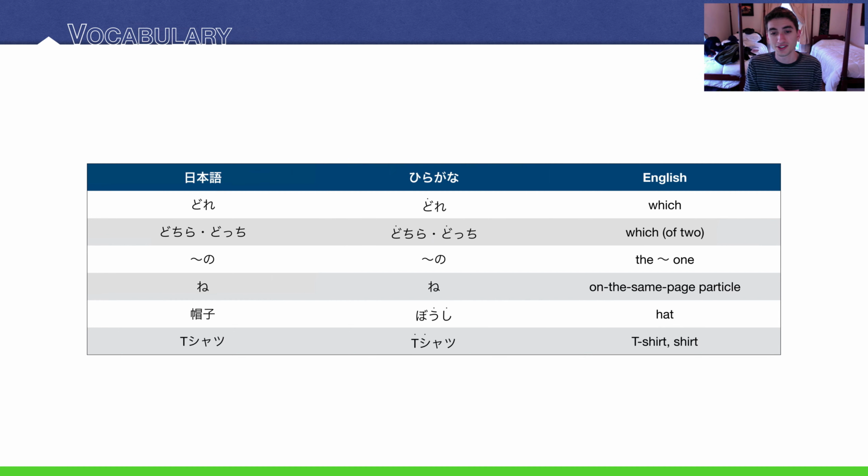Another grammar thing we're going to talk about is ne, another ne. All right, I call this the on the same page ne, or on the same page particle. And then two words that have to do with clothing. The word for hat, which is boshi, boshi. And then the word for t-shirt or shirt, t-shirts.